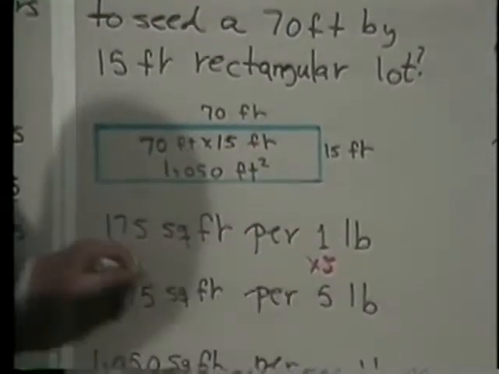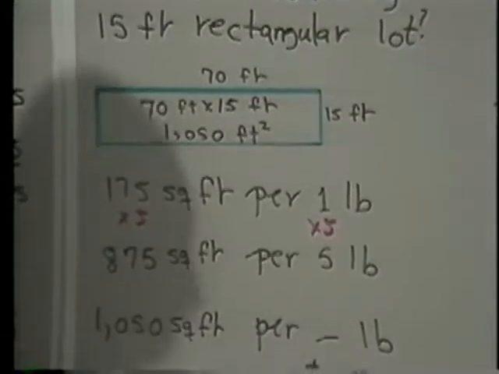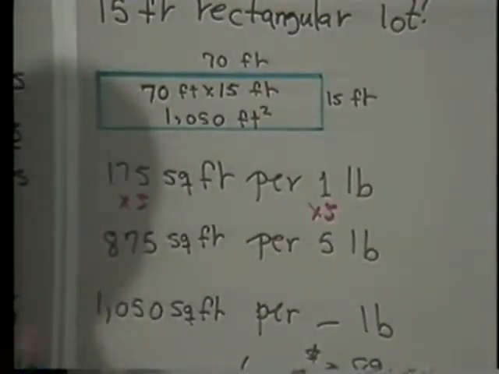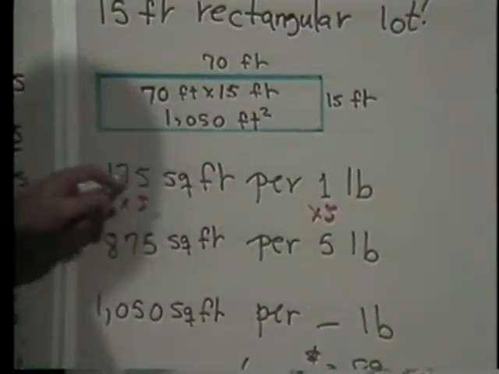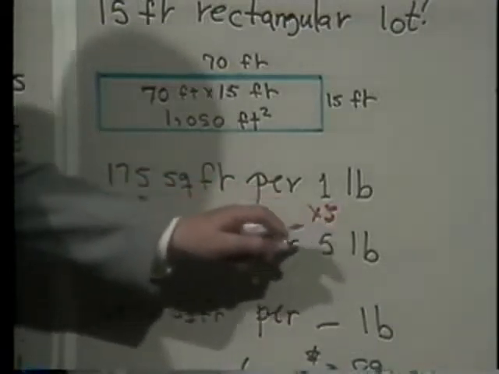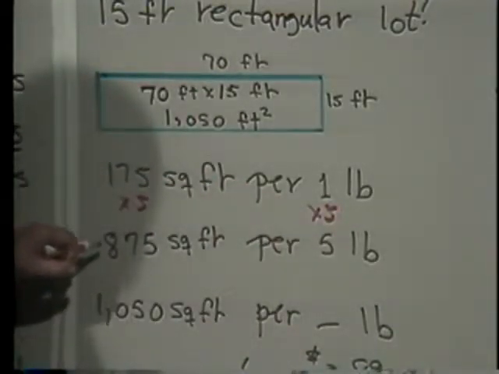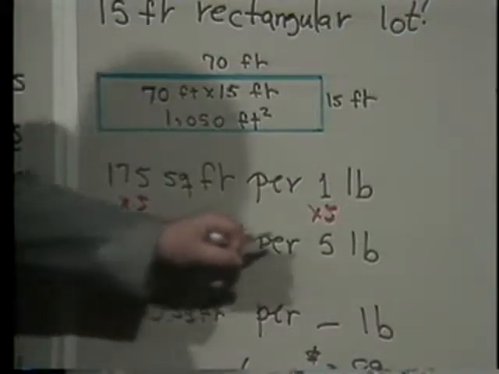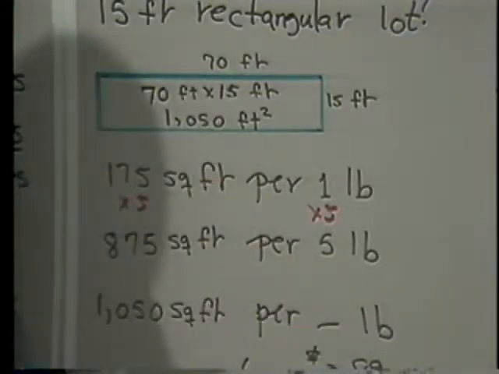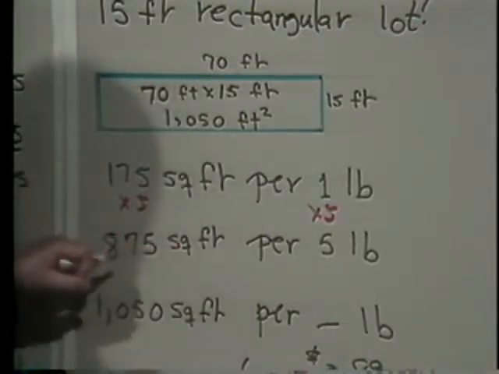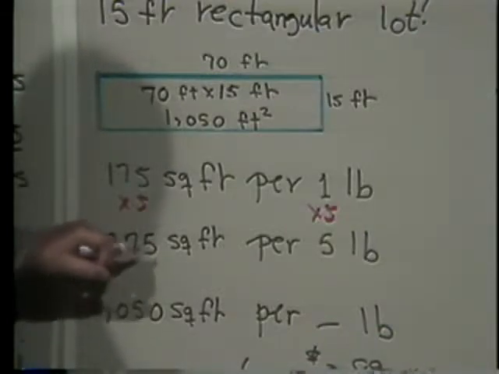See, remember, in a rate problem, I can multiply both sides of the rate by the same number. So if 1 pound takes care of 175 square feet, 5 pounds will take care of 5 times 175. That would be what? 875 square feet per 5 pounds. So before I even go any further with this problem, I right away know that I'm going to need more than 5 pounds. You see, because 5 pounds will only cover 875 feet.